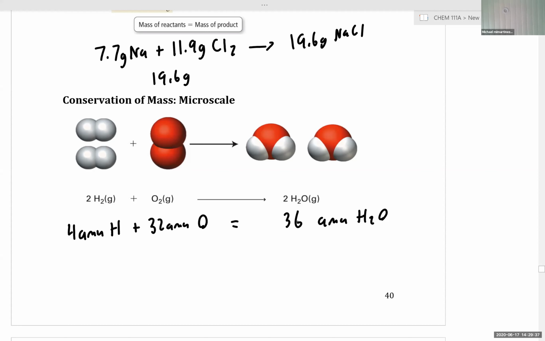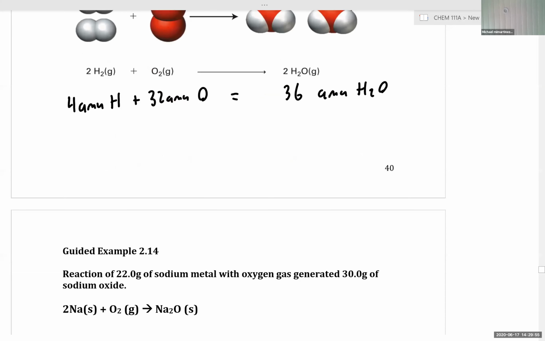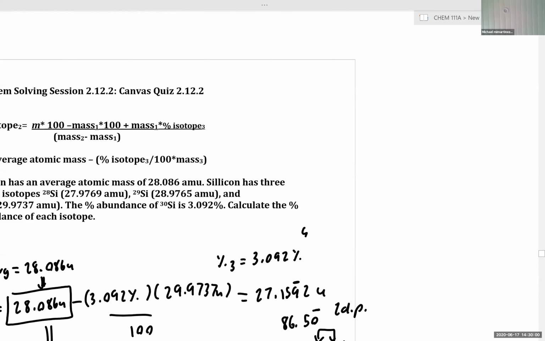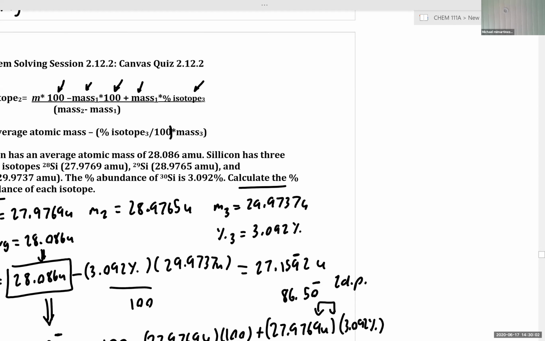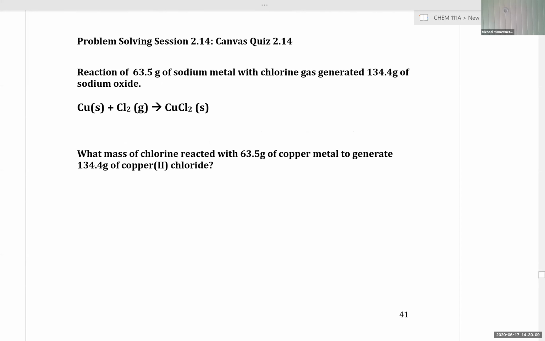So as we can see, mass is conserved at a macro scale with bulk reactions of material and on the particulate or micro scale. Even at the single molecule scale, mass is conserved. Okay, so let's look at how we can use the law of conservation of mass to solve chemical problems.